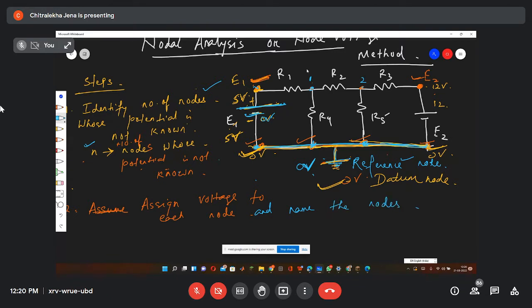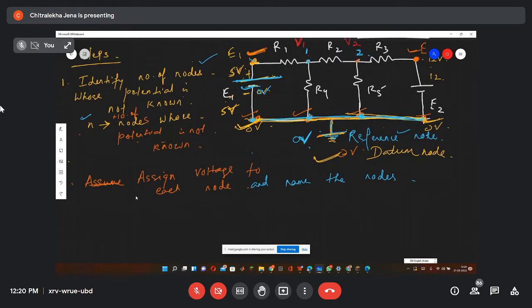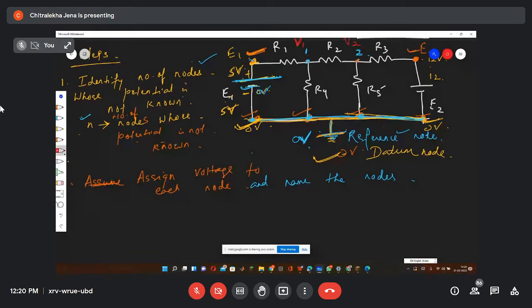So I have named them node 1 and node 2, and I will now assign the voltage to each node. Let this be V1 and this be V2. Understand all of you very carefully. Am I clear up to the second step? Is the second step clear to all of you? Okay. Now come to the third step.